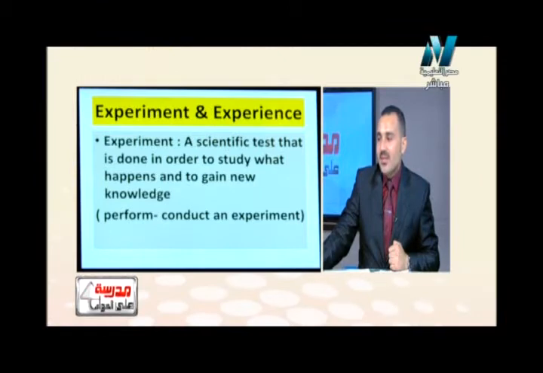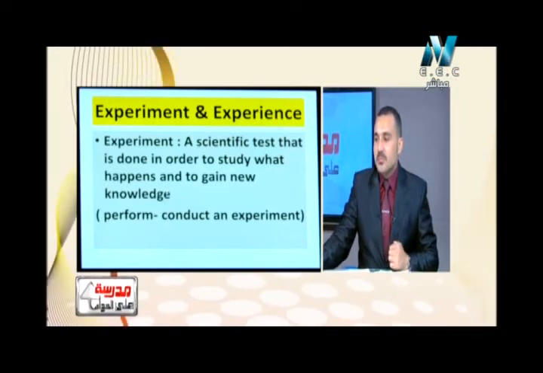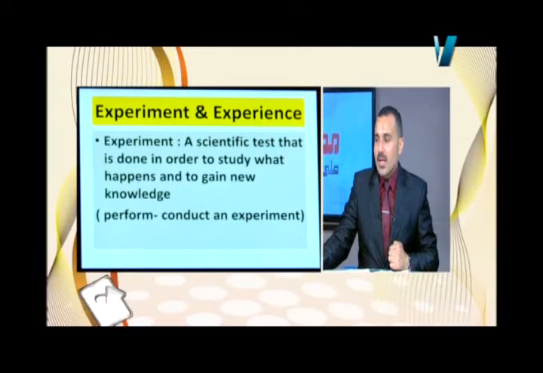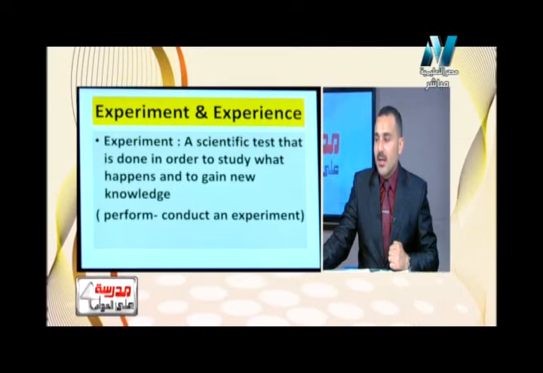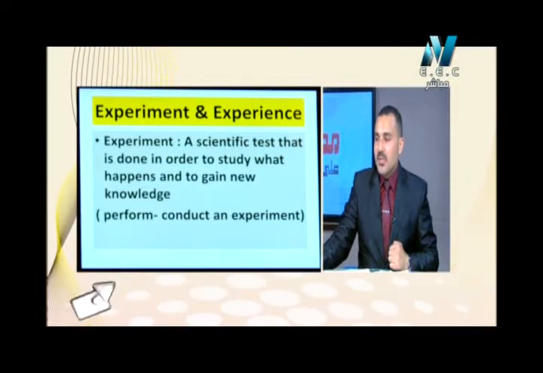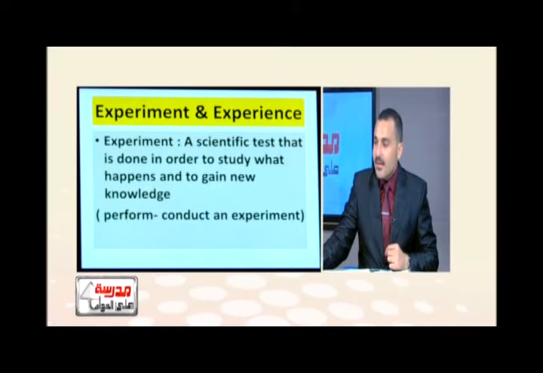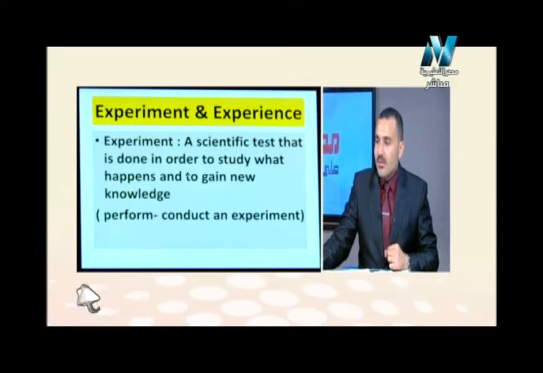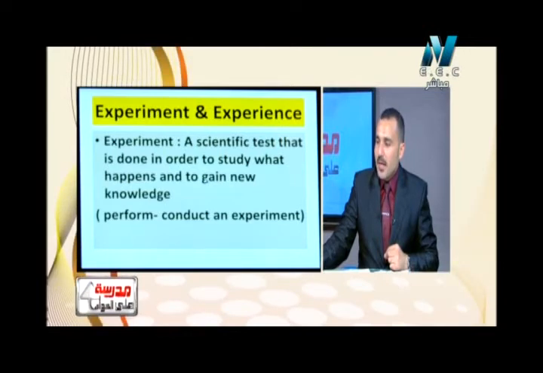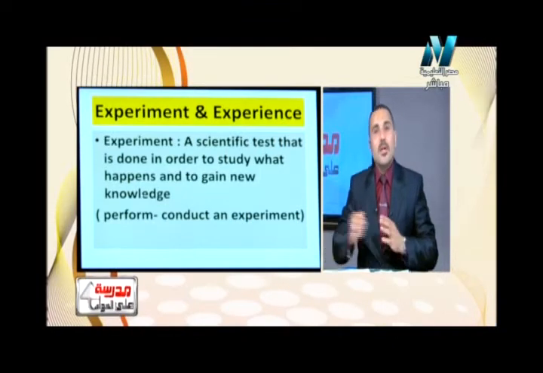شوف كده. Experiment is a scientific test that is done in order to study what happens and to gain new knowledge. يبقى هي تيست، تمام، اختبار علمي that is done يجرى in order to study لكي ندرس what happens ماذا يحدث and to gain new knowledge. وطبعا ناخد بالنا احنا ليه اخدنا gain، لأن knowledge is an abstract noun. الاسماء المجردة ما ينفعش نقول معاها يعني حاجة تانية. ما ينفعش نقول مثلا earn مثلا أو حاجة تانية.